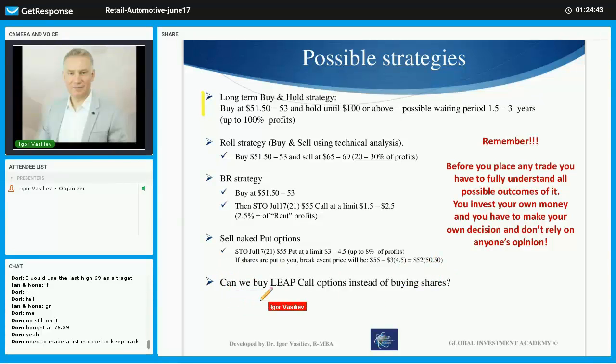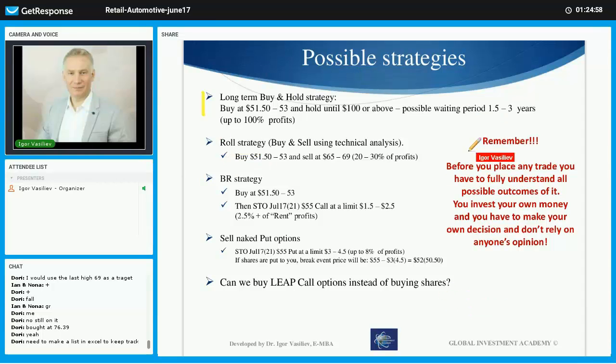Now, last time we looked at LEAP call options, and they were quite good, and I bought them. That's why I chose LEAP call options last time. But this time we're going to have a look: are they good for this specific company or not?